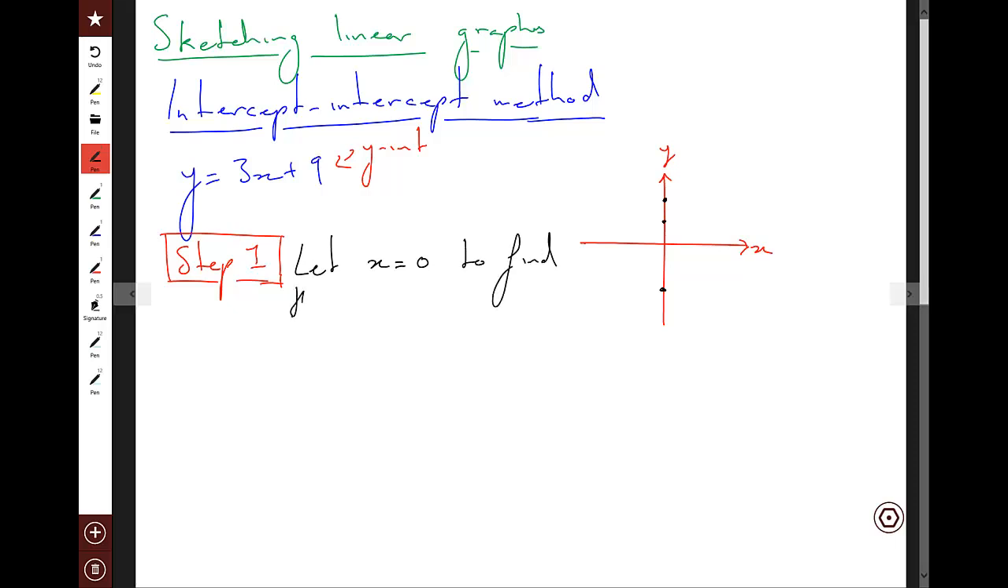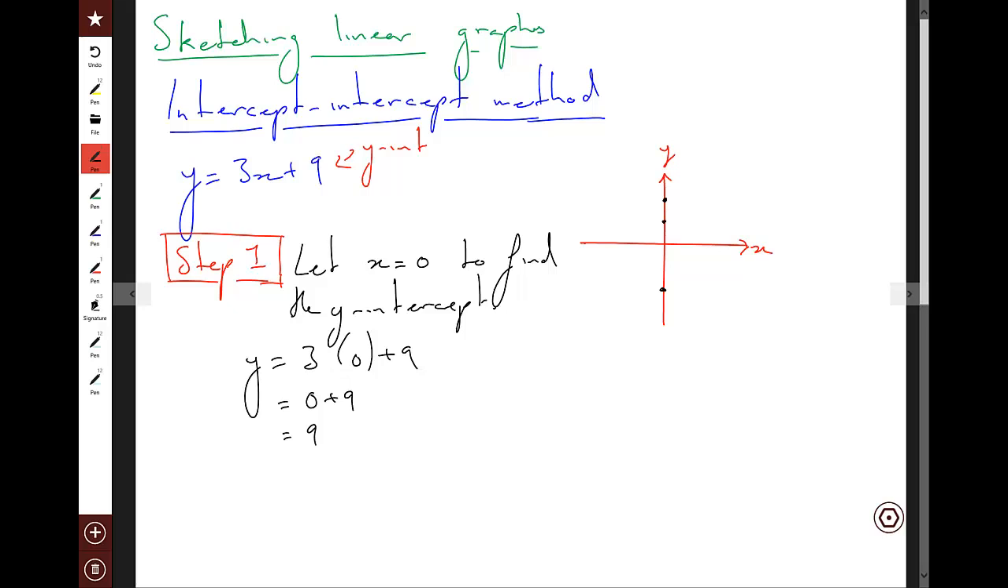So we can find the y-intercept in general by letting x equal 0, and we're doing this to find the y-intercept. Letting x equal 0 just means replace x with 0 in the equation. So we end up with y equals 3 times 0 plus 9, which equals 0 plus 9, which equals 9.